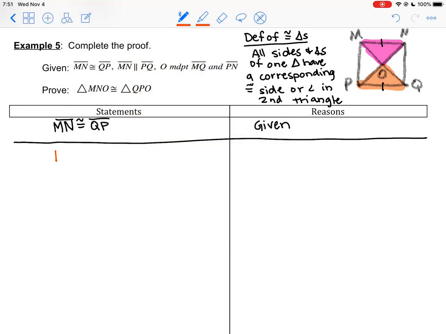So the next given says that MN is parallel to PQ. So in the previous unit, when we were talking about parallel lines, we were looking at angle pairs. So these parallel lines should give me some angle pairs to work with. So what I'm going to do is kind of isolate that part of my diagram. So that's the line MN, and it is parallel to the line PQ.